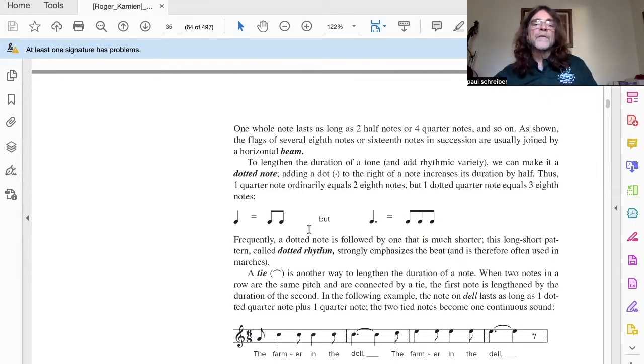All right. Frequently we get dotted rhythms like "All around the mulberry bush," da da da da da dee da. Those are types of rhythms that are dotted.